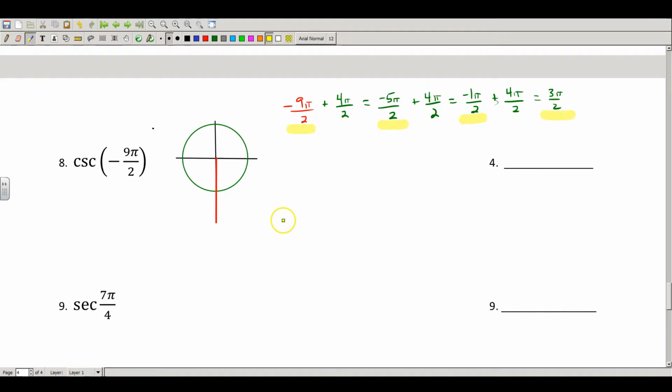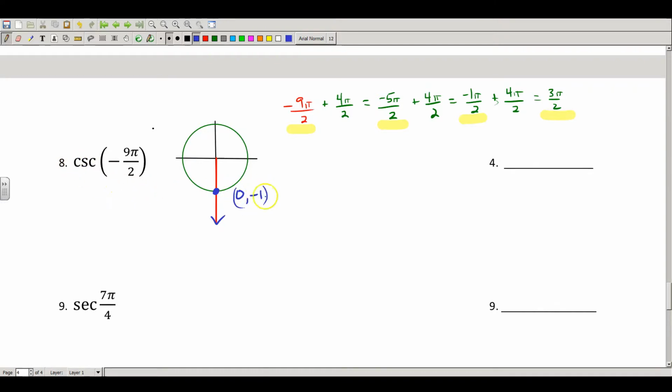And however you can figure out where negative 9/2 pi is, where it's located and where it's drawn is fine. We just have to make sure we draw it accurately and we have it in the right spot. Okay, so it's pointing straight down, therefore it has a point of (0, -1).